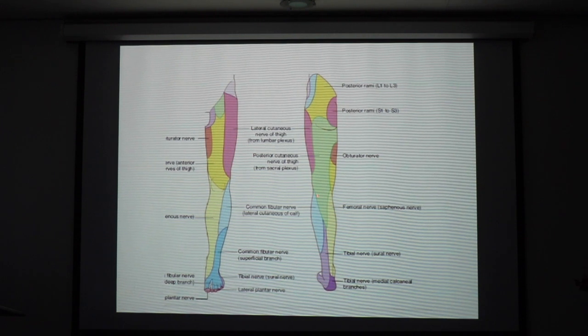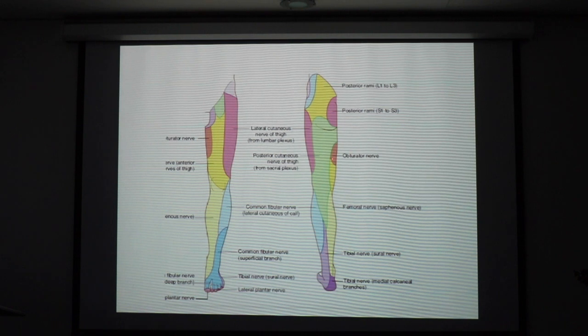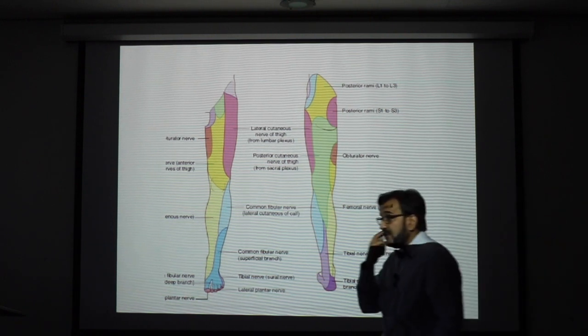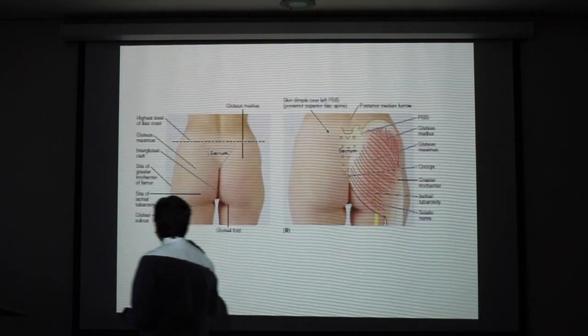Most of the posterior part of the thigh is supplied by posterior cutaneous nerve of thigh, which is a branch of the sacral plexus. The medial side of the posterior part by the obturator, and the lateral part of the posterior part is by the lateral cutaneous nerve of thigh, which is a branch of the lumbar plexus.